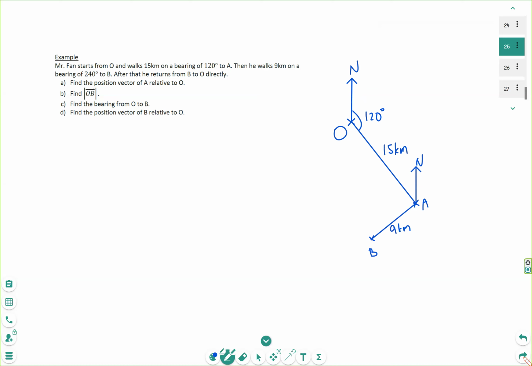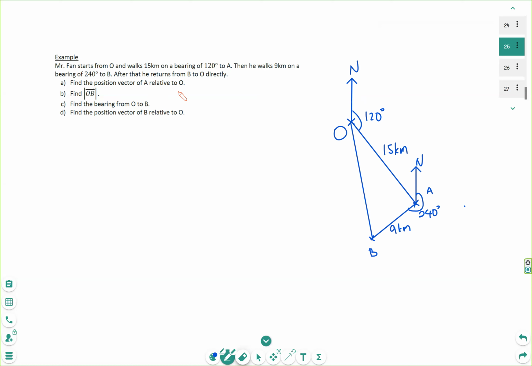I'm going to rub off A, so the point A is there. So I know this 240 degrees. Next, I return from B directly to O. That's perfectly fine. You can already see a triangle in there, so you should be thinking of something to do with the sine rule or cosine rule, most likely. Find the position vector of A relative to O.